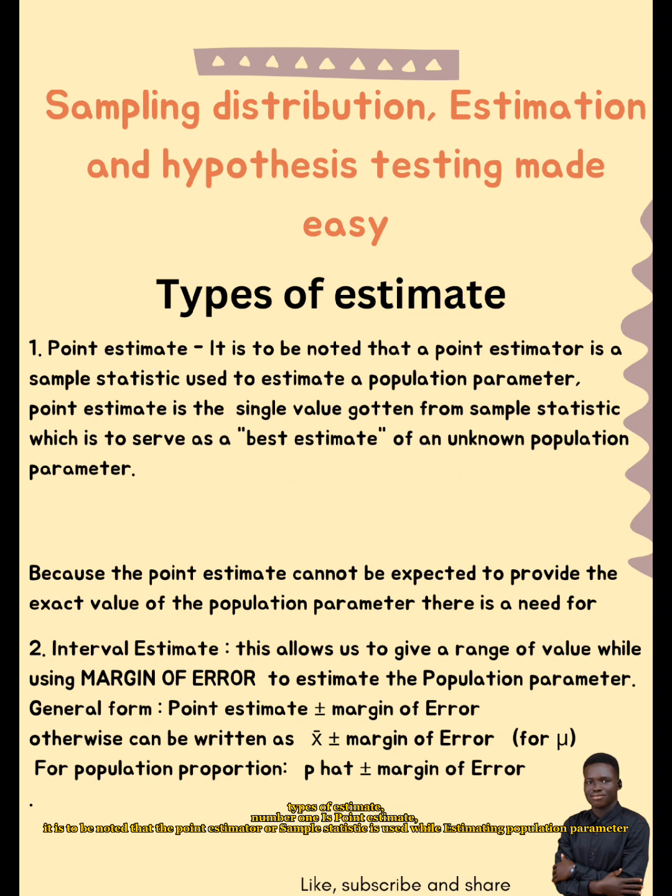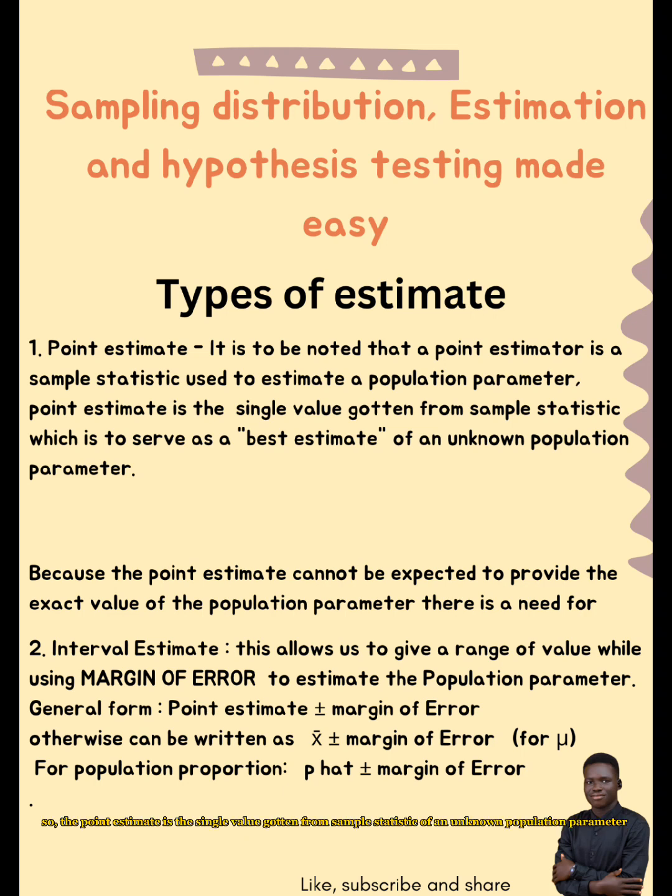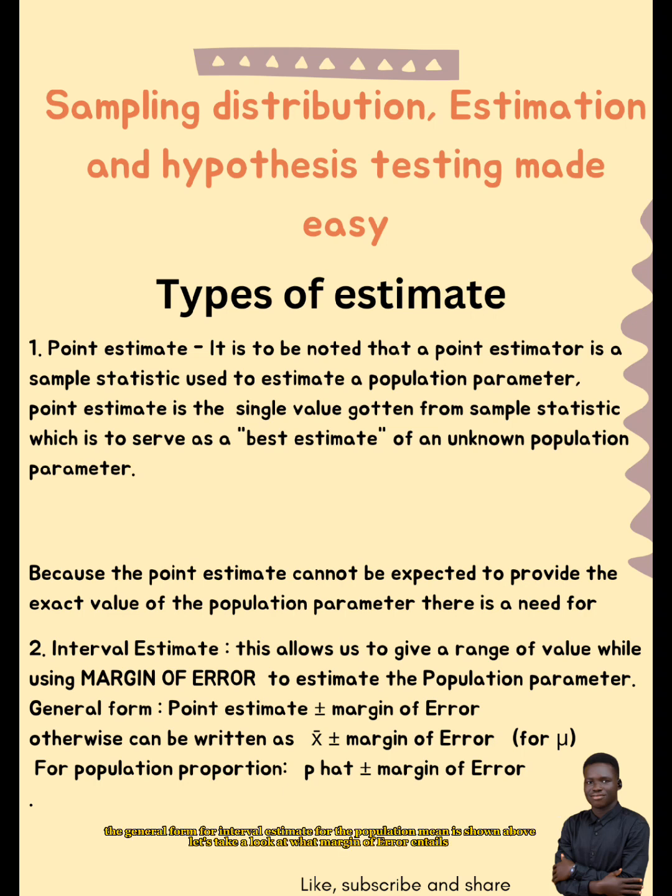Types of estimate. Number 1 is point estimate. It is to be noted that the point estimator or sample statistic is used while estimating the population parameter. So, the point estimate is the single value gotten from a sample statistic for an unknown population parameter. Interval estimate allows us to give a range of values, using the margin of error to help us estimate the population parameter in a more likely way. The general form for interval estimate for the population mean is shown above.